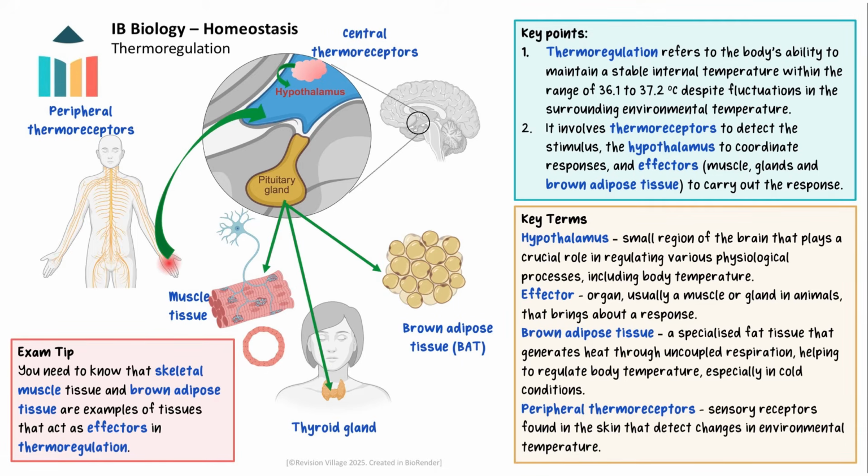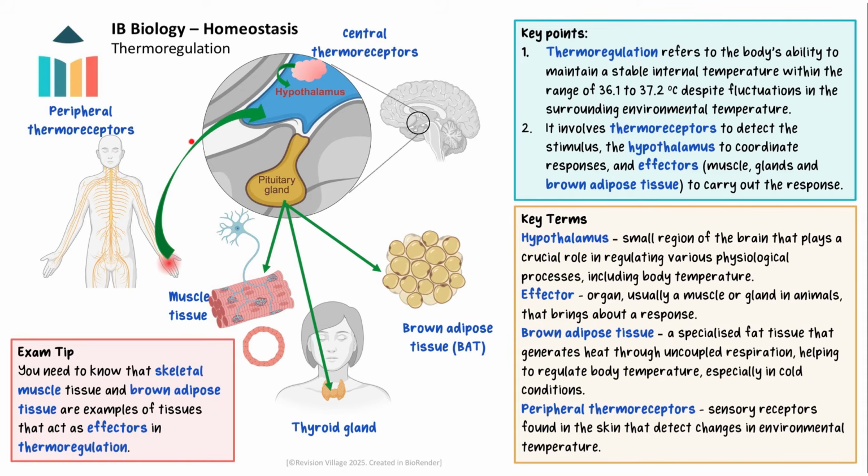Detection is carried out by thermoreceptors, coordination by the hypothalamus, and the response by effectors such as skeletal muscles, sweat glands, blood vessels, and brown adipose tissue. The hypothalamus, a small region of the brain, plays the central coordinating role. It receives signals from 2 kinds of thermoreceptors.